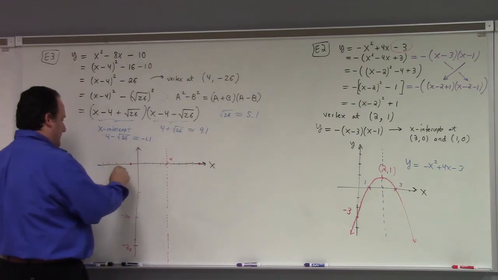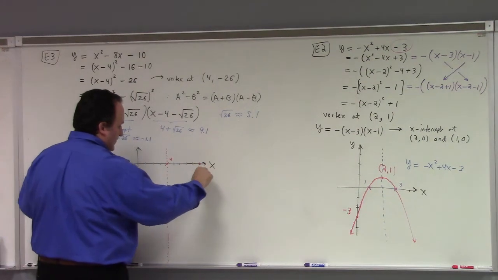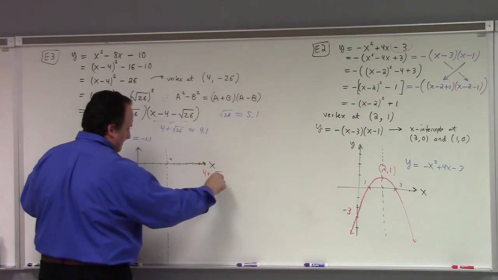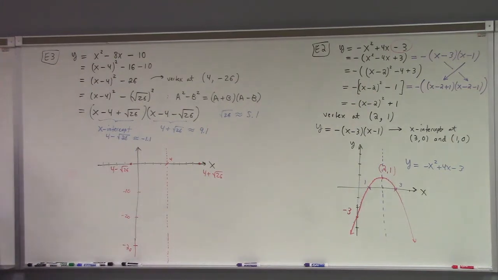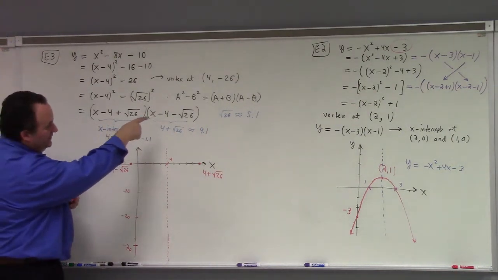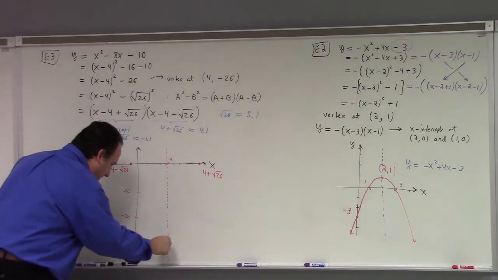So, to be fussy, this is 4 minus the square root of 26 over there. Over here you've got 4 plus the square root of 26, right? And in the middle, you've got 4. And the vertex is where? At minus 26, right? So it's down here.